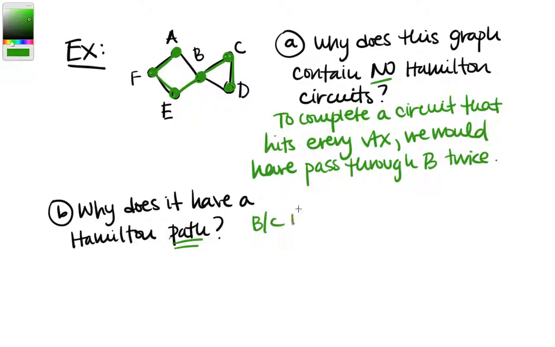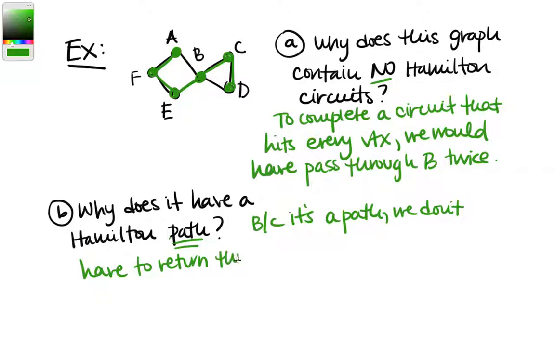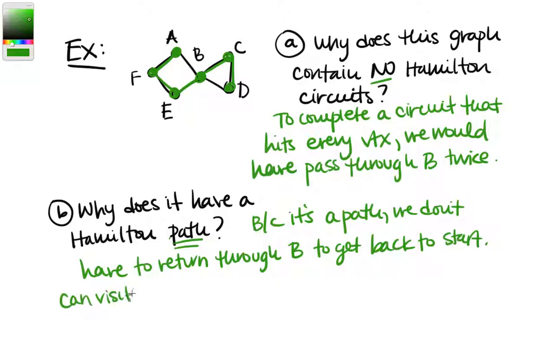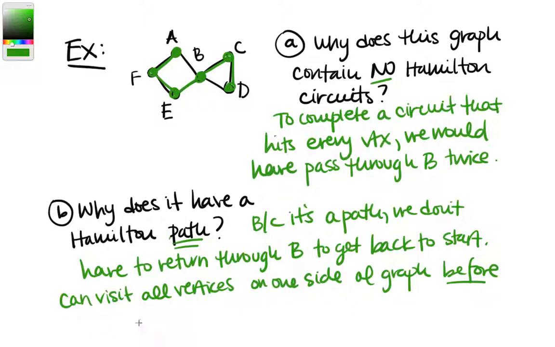Because it's a path, we don't have to return through B to get back to the start. We can visit all vertices on one side of the graph before passing through B, which is sort of that point of no return. And then the path would end on the other side of B.